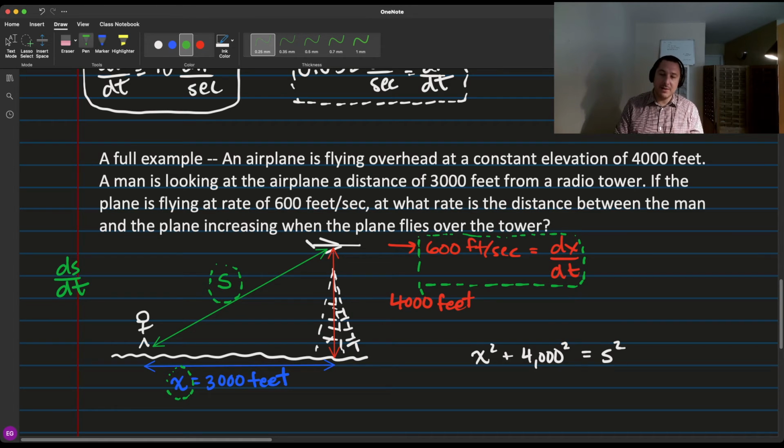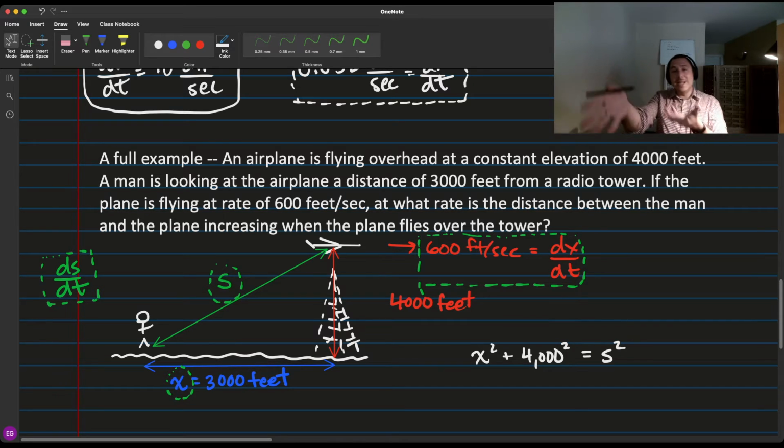And we want to figure out ds/dt, because ds/dt tells me how the distance between the man and the plane is changing, which is what they're asking me to find. So the hardest part is usually taking the information that they give you, putting it into the diagram, and figuring out which parts are just constant and which parts need a variable. It was obvious that the distance from the man to the plane, the straight line distance, was variable.